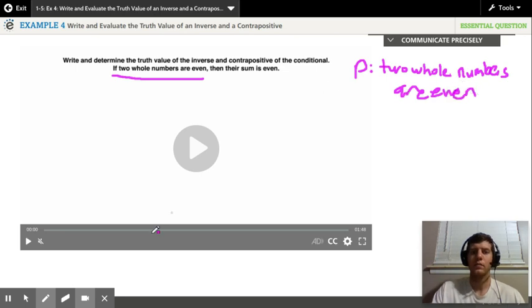Okay, then their sum is even, so that's going to be our conclusion. Okay, so Q is going to be their sum is even.